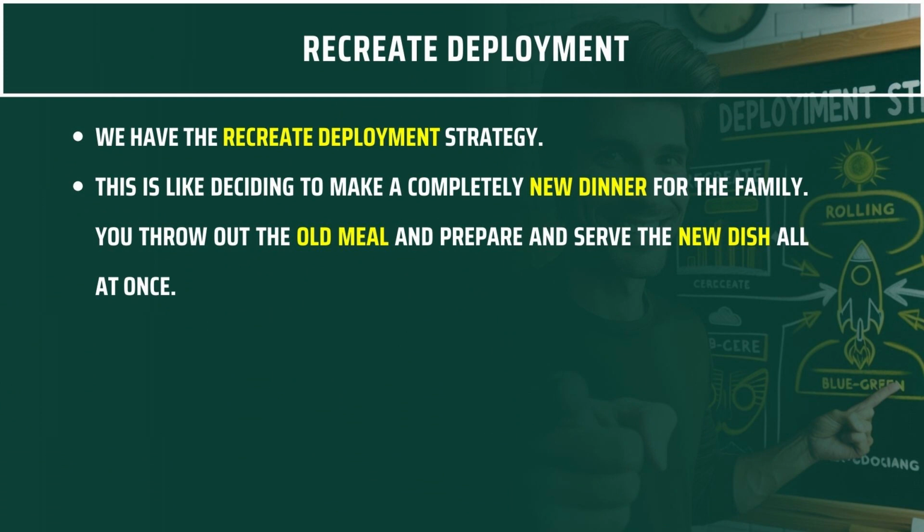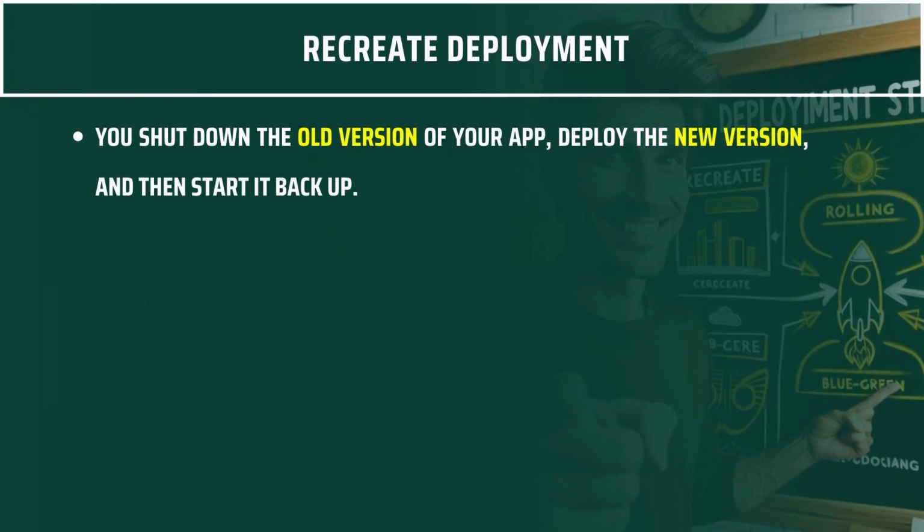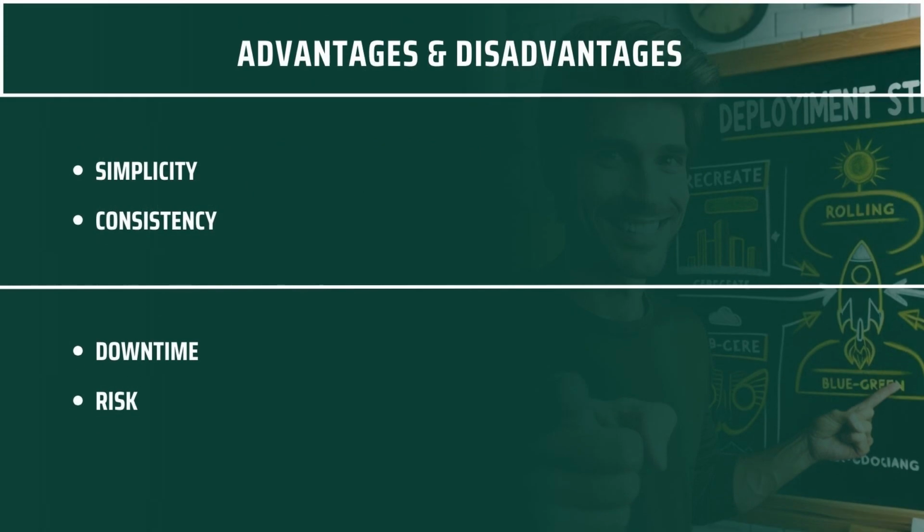Now first we have recreate deployment strategy. This is like deciding to make a completely new dinner for the family. You throw out the old meal and prepare and serve the new dish all at once. In terms of deployment strategies, you shut down the older version of your application, deploy the newer version, and then start it back up. Here are the advantages and disadvantages of this approach.